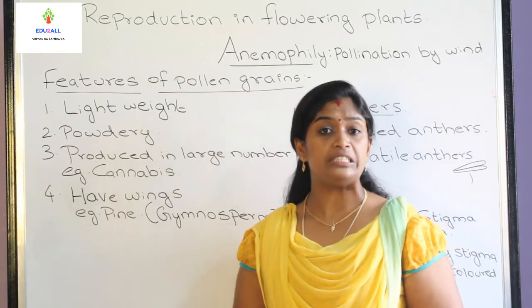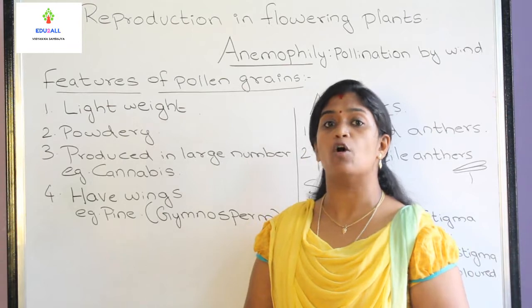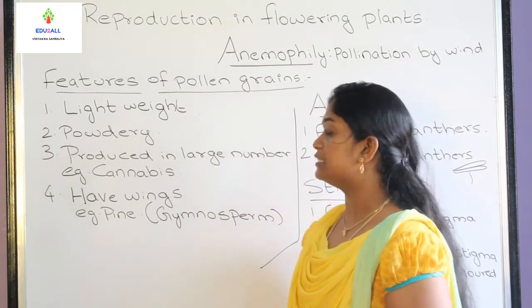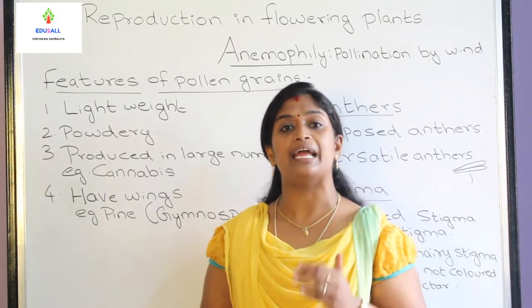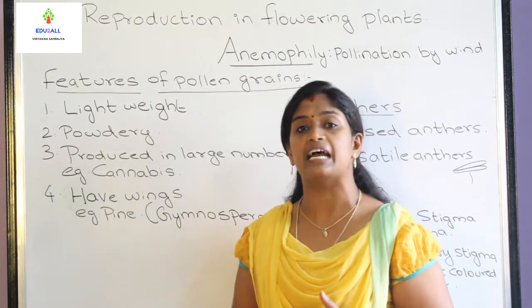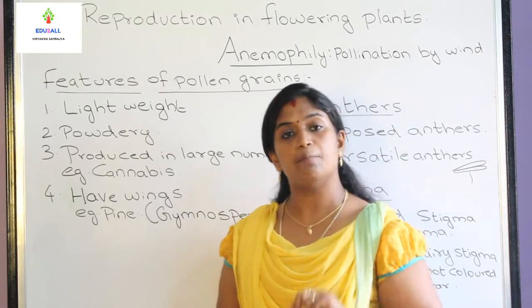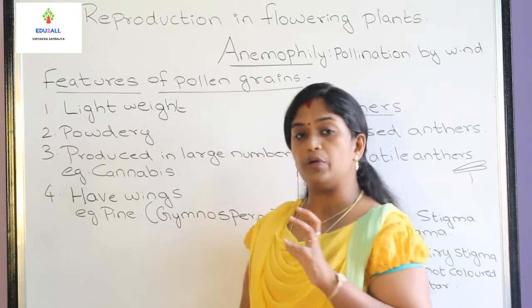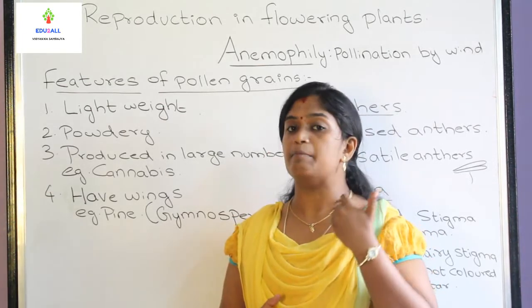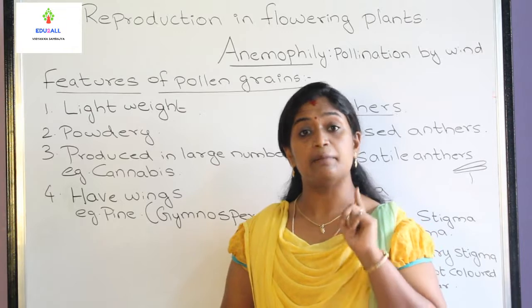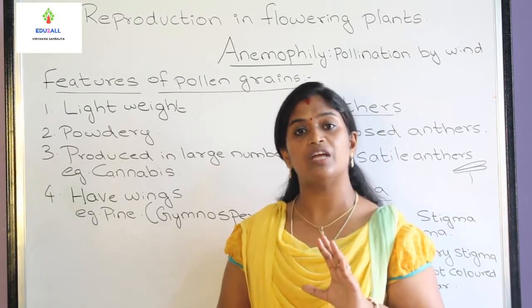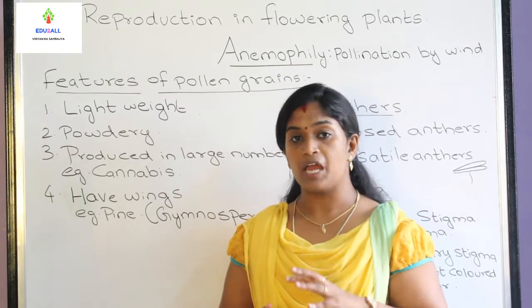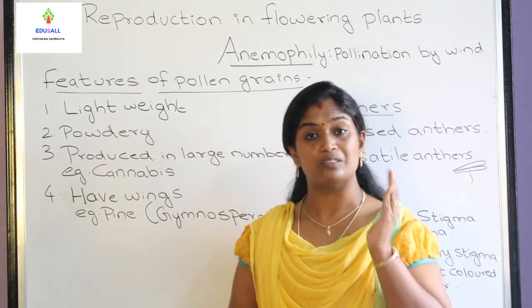So, what features should the pollen grain possess in order to help the wind for pollination? The first important adaptation is that the pollen grains must be light in weight so that they can be easily carried with the help of the wind. The second important adaptation is that the pollen grains must be powdery. Only when they are powdery can they be easily carried by the wind, and they must be unwettable. Only if they are unwettable can they be easily carried by the wind. If they are wet, they become heavy and they cannot be carried by the wind because they settle down.